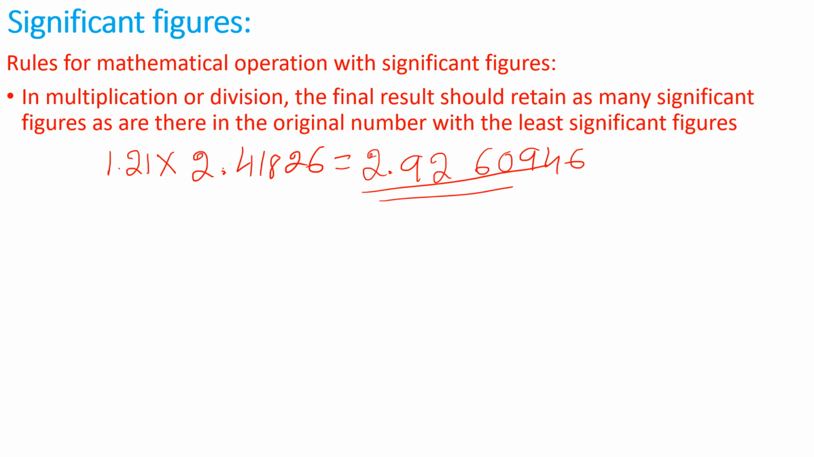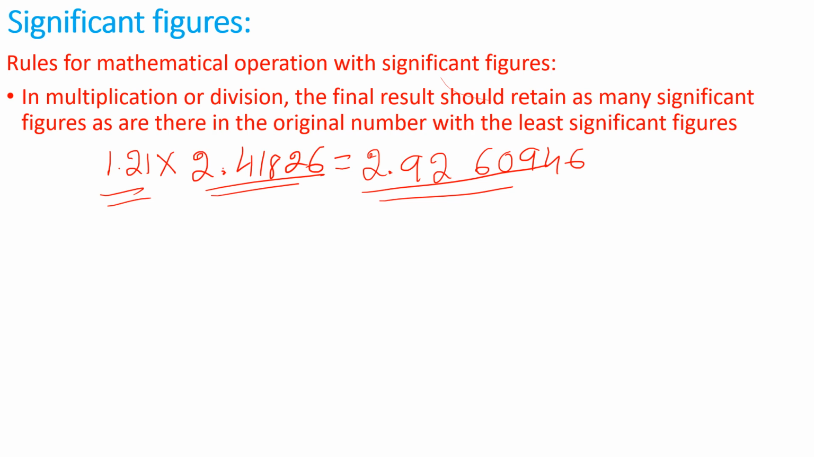So the rule says that in multiplication as well as division, the final result, whatever I got, 2.9260946, should retain as many significant figures as there are in the original number with the least significant figures. Which are the original numbers? These two, this one and this one.